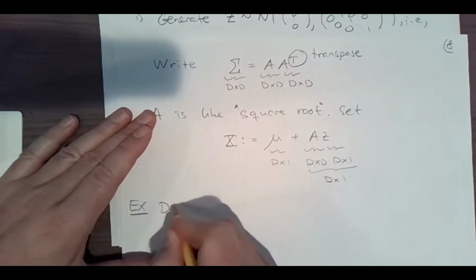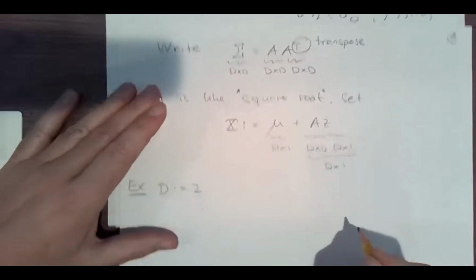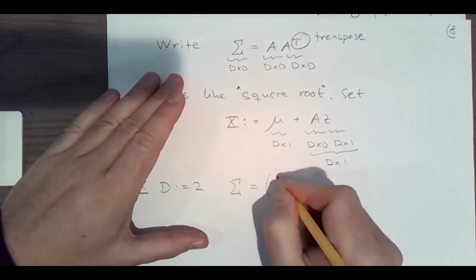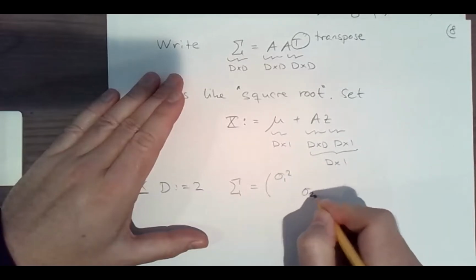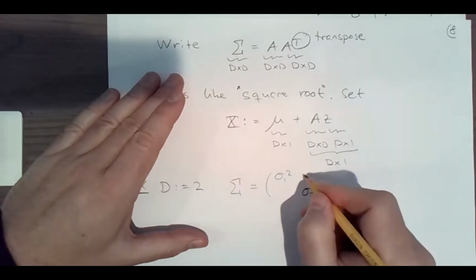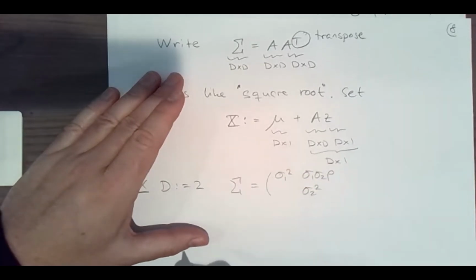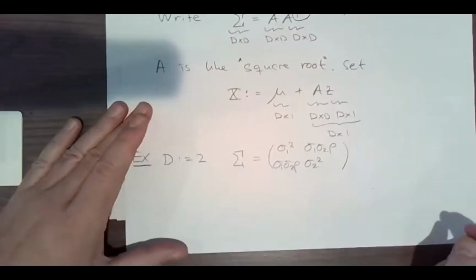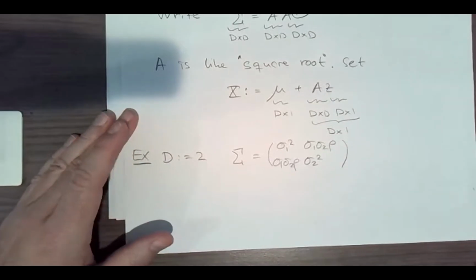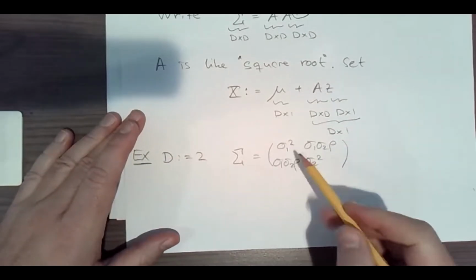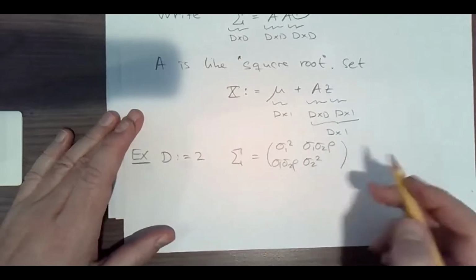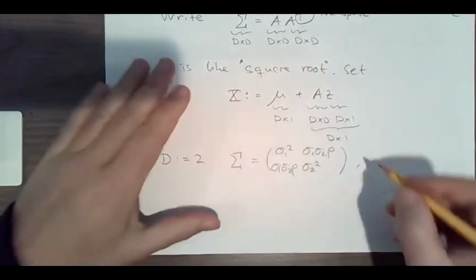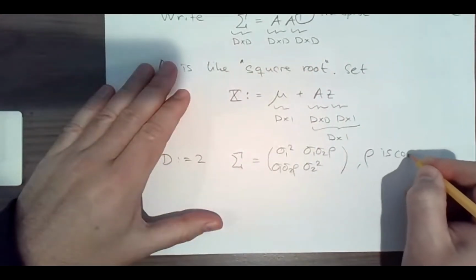If you look at the two-dimensional case, then your sigma you can write as the variances on the diagonal, and outside is the covariance. So this is sigma 1 squared, sigma 1 sigma 2 rho, and down here sigma 1 sigma 2 rho, and sigma 2 squared. Variance is on the diagonal, and the covariance is off the diagonal. Rho is the correlation, a number between -1 and 1.